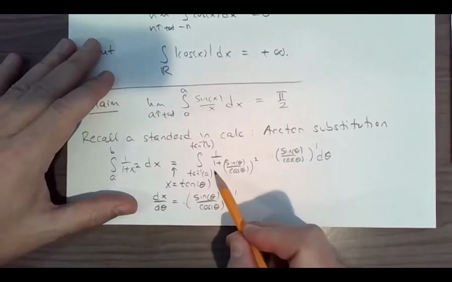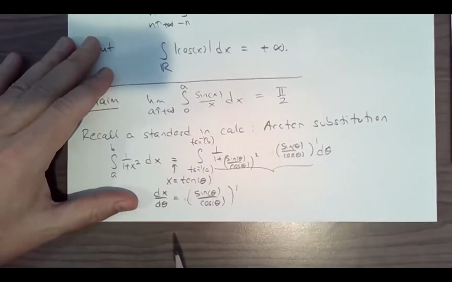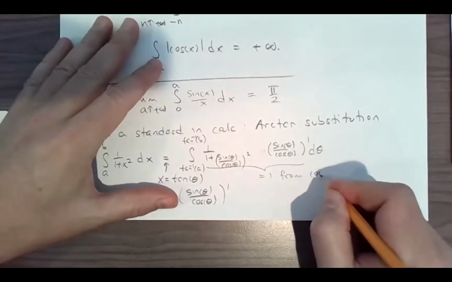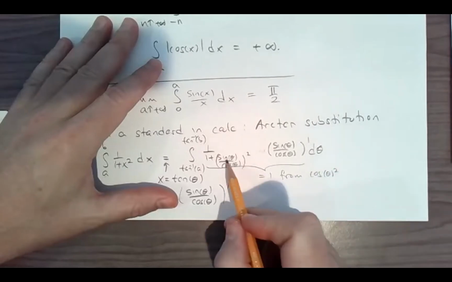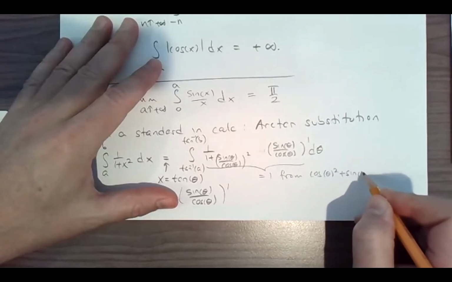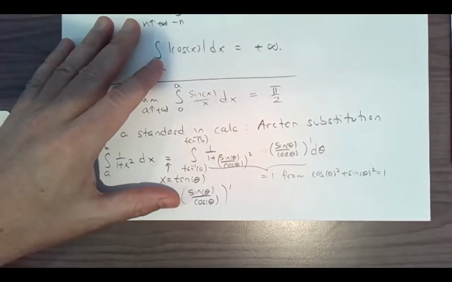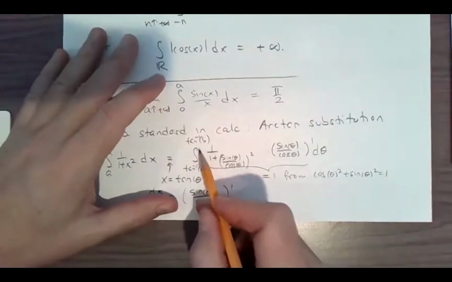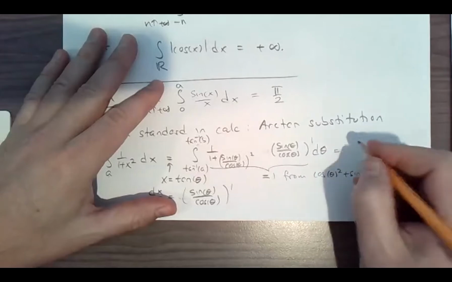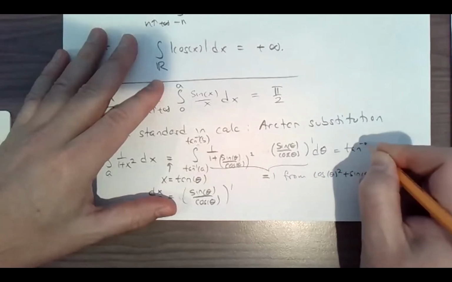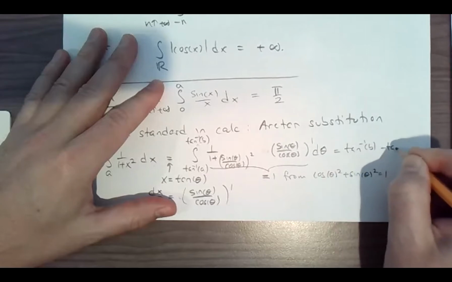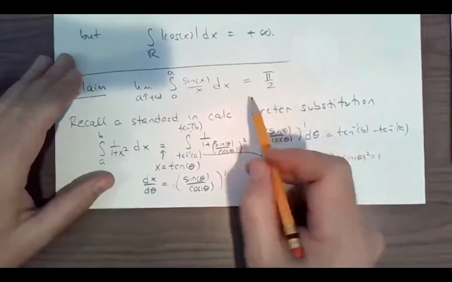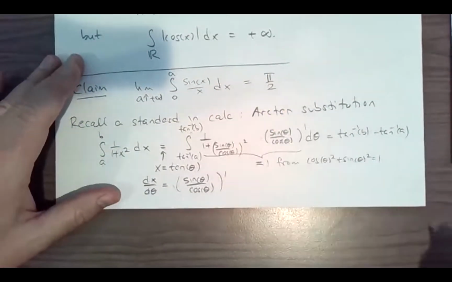And the miraculous thing is that all this stuff in here becomes one, and this here becomes one. This comes from the rule we had last time that when I take cosine theta squared plus sine theta squared, I get a one. So this dramatically simplifies to these differences. It just becomes tan minus one of B minus tan minus one of A. And so you just need to take the limits now as A and B go to infinity, and that pi is going to pop out here.